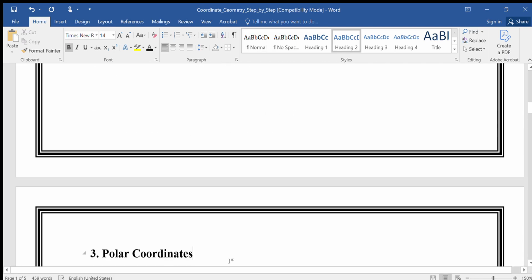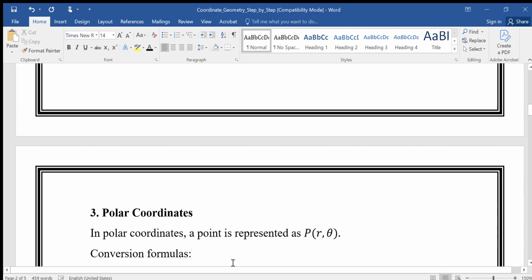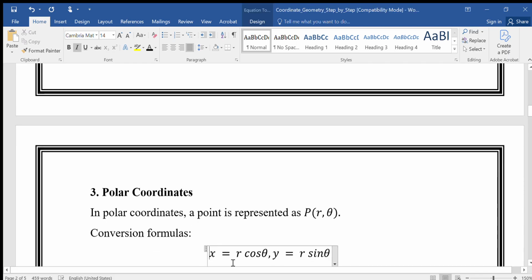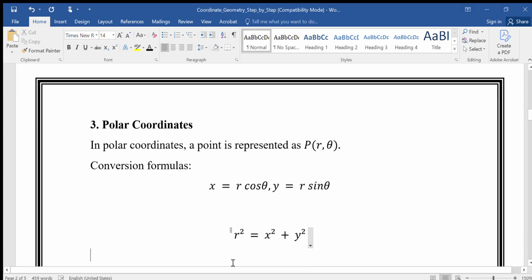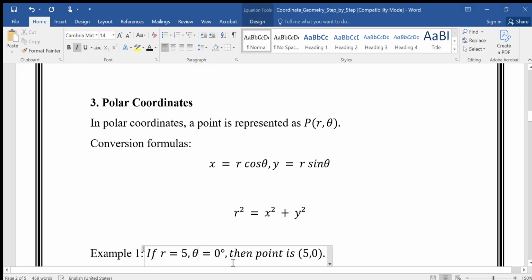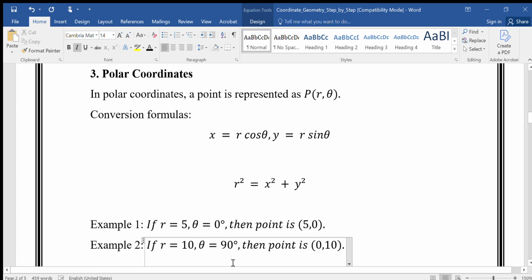What is polar coordinate? In polar coordinate, a point is represented as P(r, theta). Conversion formula for polar coordinate: x is equal to r cos theta, y is equal to r sin theta. r squared equal to x squared plus y squared. If r is equal to 5 and theta is equal to 0 degrees, then point is (5, 0).